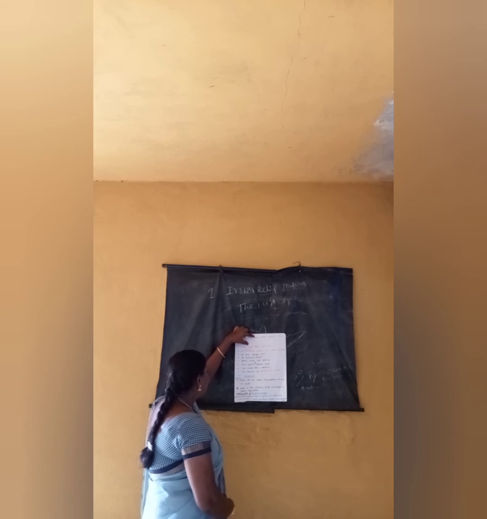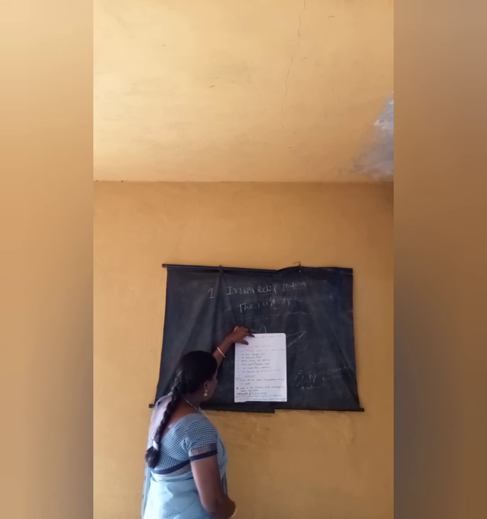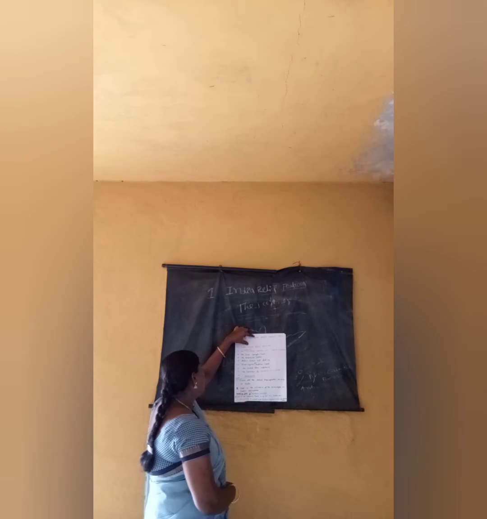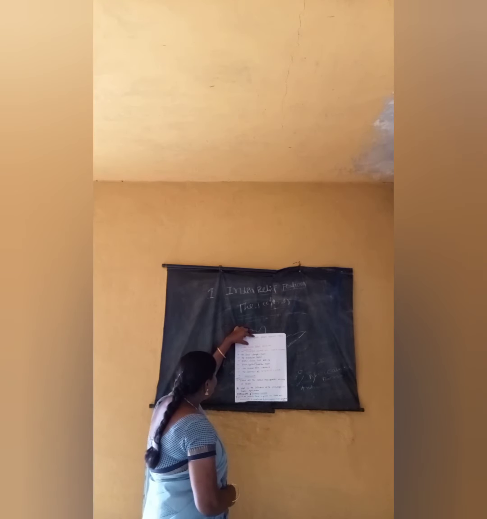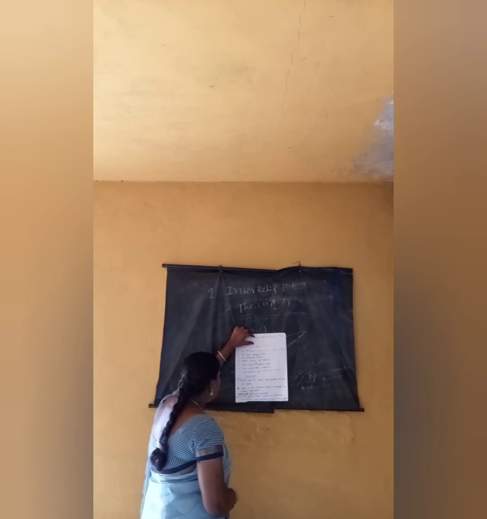Homework. All questions are 4 marks questions. First question: Which are the major physiographic divisions of India? Once again, which are the major physiographic divisions of India? Six divisions. Second, what is the influence of the Himalayas on Indian agriculture? Importance in Indian agriculture.